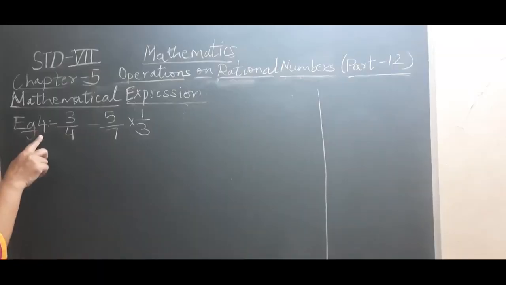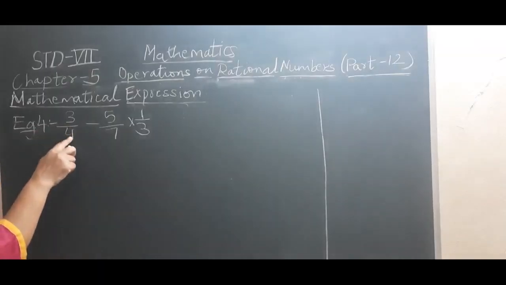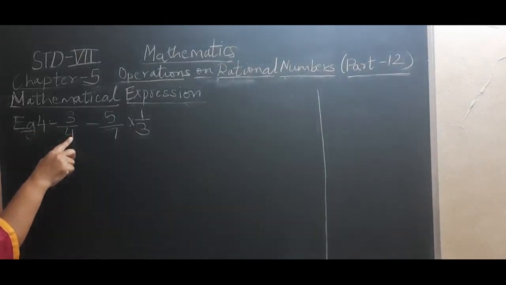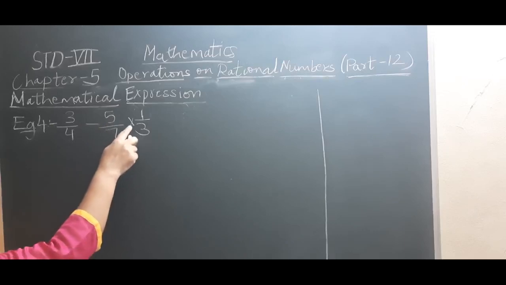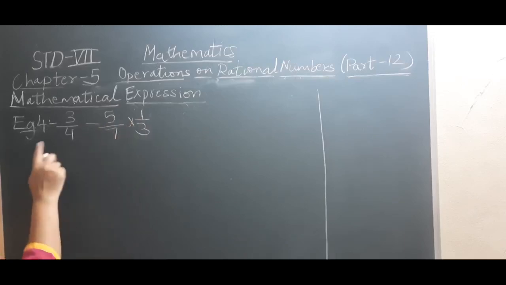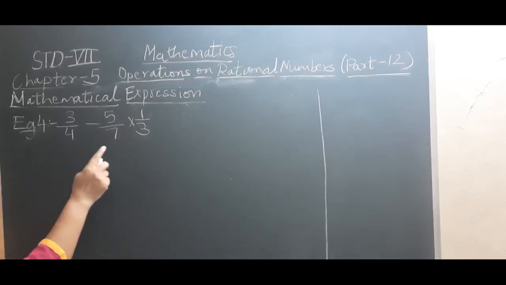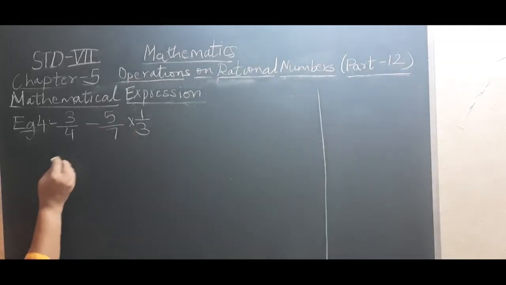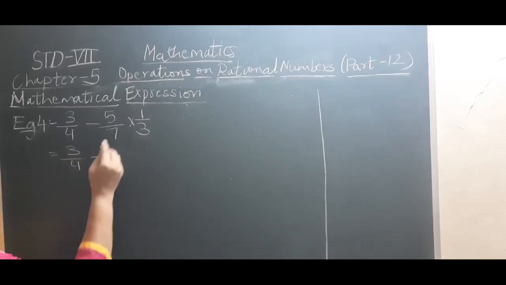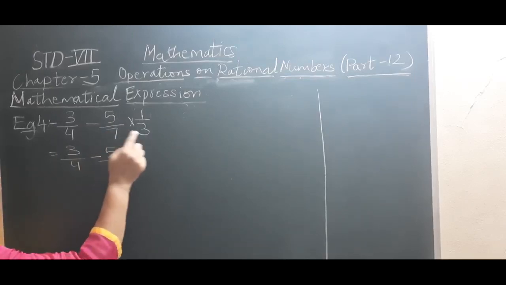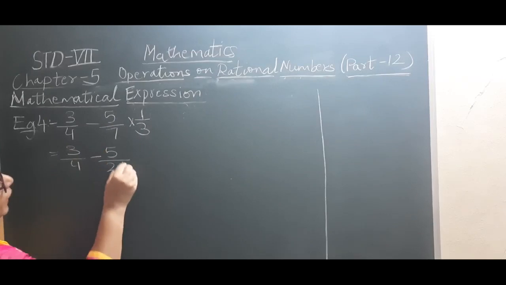Let's see the fourth example. Here they have given the numbers in the fraction form. 3 by 4 minus 5 by 7 into 1 by 3. We are going to follow the rules and solve it. First we are going to do the multiplication. So we will write 3 by 4 as it is minus 5 ones are 5, 7 threes are 21.